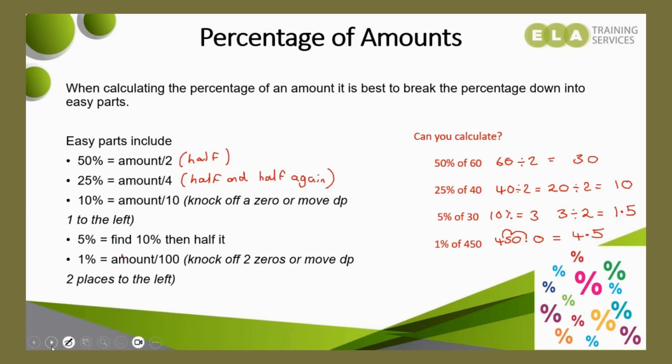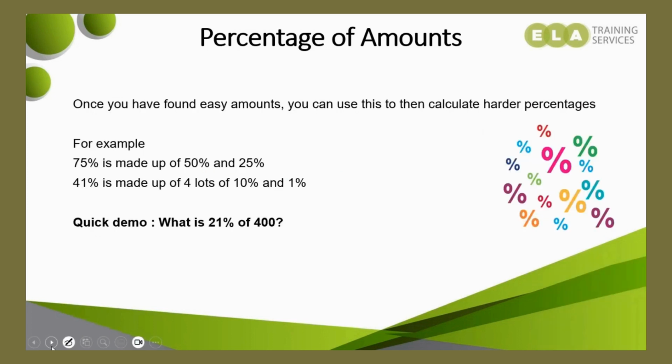Okay, the next thing that we are going to look at is, when we've got those percentages of amounts, how do we then work out harder percentages? So, for example, if we were asked to do 75%, we can use a combination of 50% and 25% to get our answer. Then we would add each percentage to the other, which would then equal our answer.